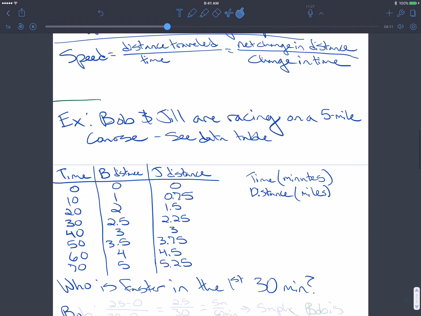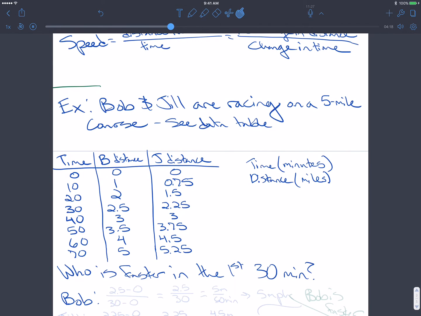So for that, we want to look at where they both were at the 30-minute mark. So Bob was at a distance of 2.5 miles. Minus, of course, the 0 for the start, over the 30 minutes, minus the 0 minutes. So he was going 2.5 miles in 30 minutes, which we could leave in this form, or you could reduce it, right? 2.5 over 30. If that's 2.5 miles in 30 minutes, that's going to be 5 miles in 60 minutes, right?